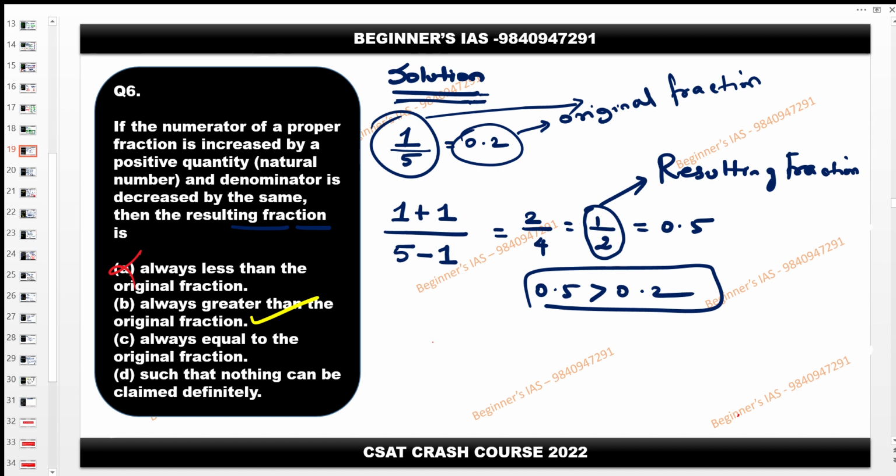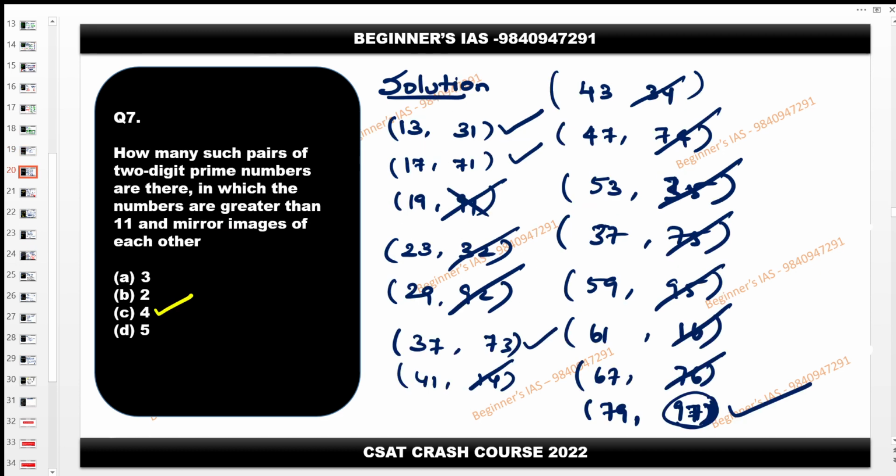Shall I move on with the next question? Listen, this is a very important question. How many such pairs of 2-digit prime numbers are there in which the numbers are greater than 11 and mirror images of each other? Mirror images of each other.